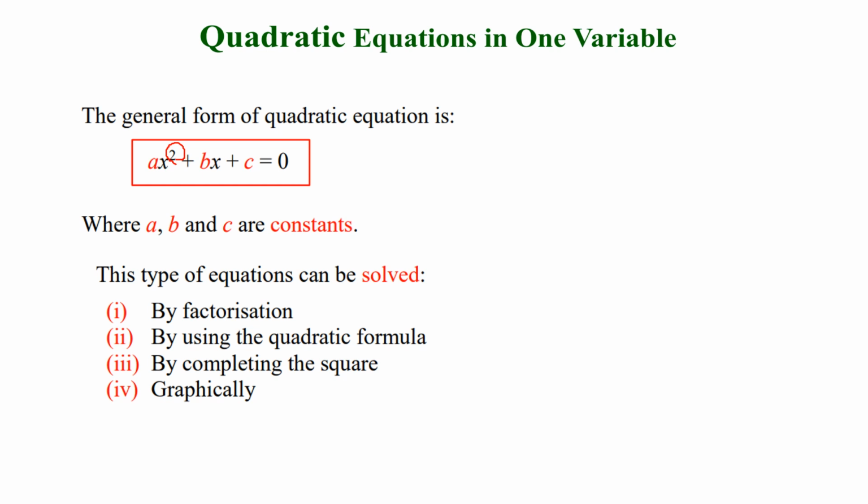And we have four methods for solving a quadratic equation. The first method is factorization. The second method is by using the quadratic formula. Third one, completing the square. Fourth one, graphical method. But in this video, I'm going to talk about the first two methods.